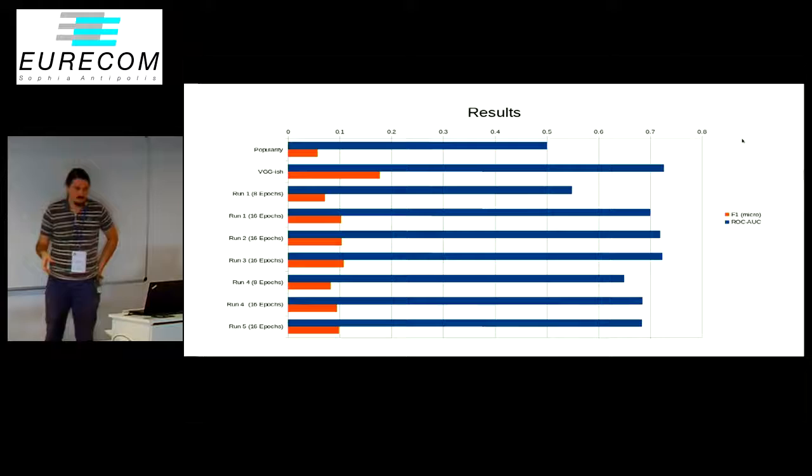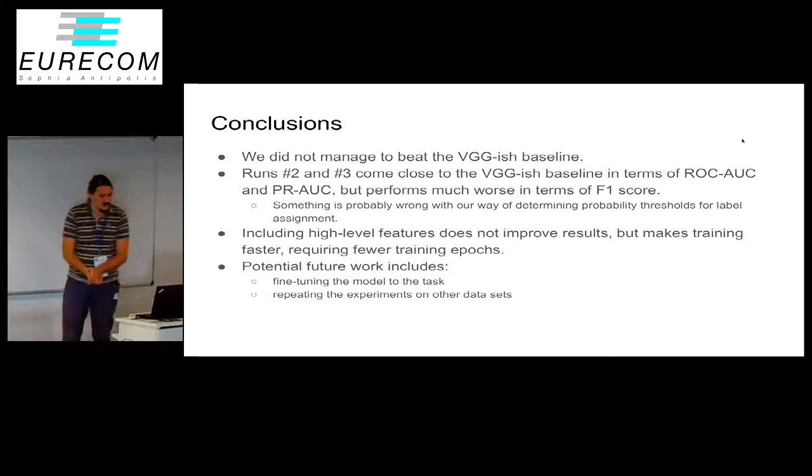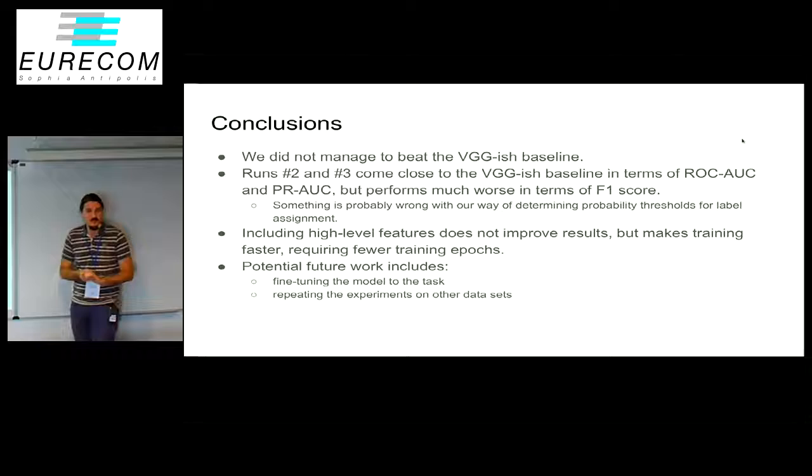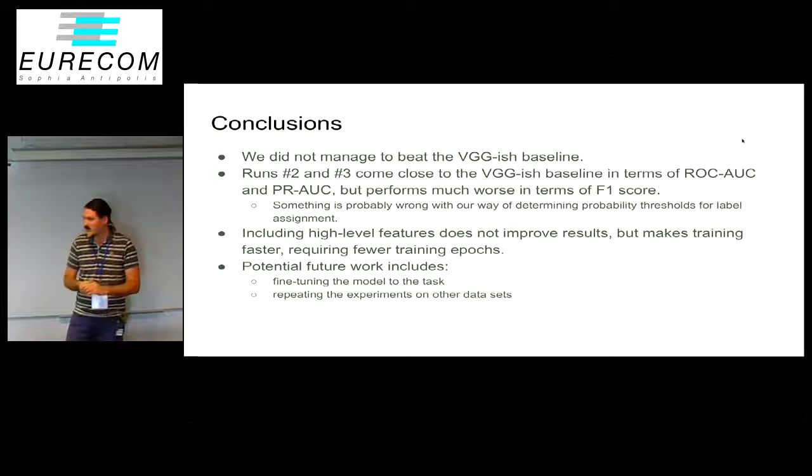I already mentioned basically all the conclusions very briefly. For potential future work, one thing we could do would be to fine-tune our model structure to the task, because right now the CRNN part of our model is basically exactly what Choi described for the CRNN. We did not tune that to the task specifically. That could be done, and that would probably lead to some improvements.